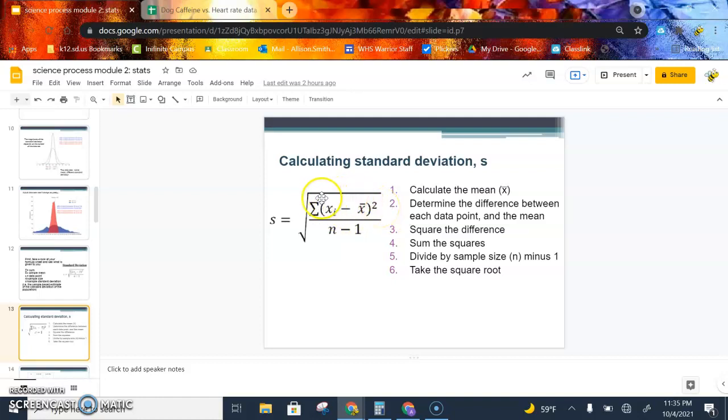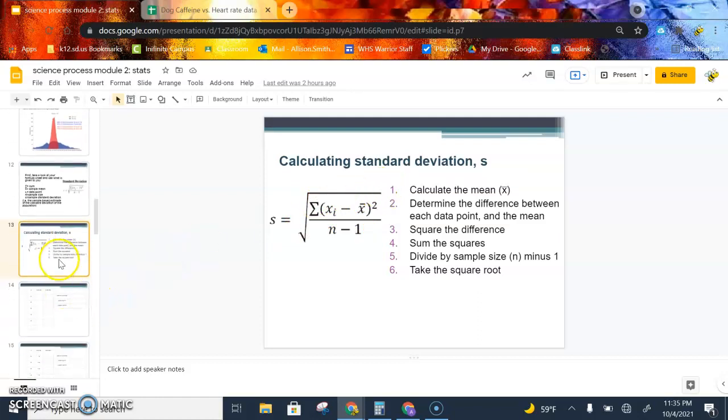Then you're going to add up all of the squares. So after you take every dog's heartbeat minus the mean and square it, you're going to add all of those numbers up. And then you're going to divide by your sample size, however many dogs you had, minus 1. And then you're going to take the whole thing and take the square root. And that's going to be your standard deviation.